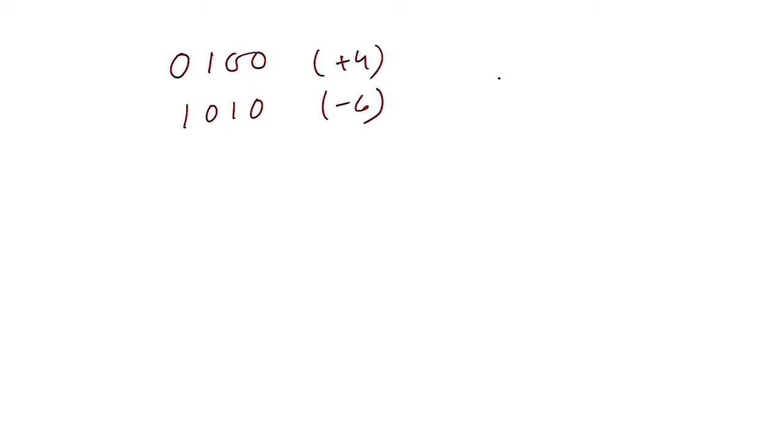How do you get it? 6 is what? 1 1 0. So, take the 1's complement, 0 0 1, and you add 1, so 0 1 0, and then the sign bit is 1. So, therefore, 1 0 1 0. Now, you add it. What will be this value? It will be minus 2.